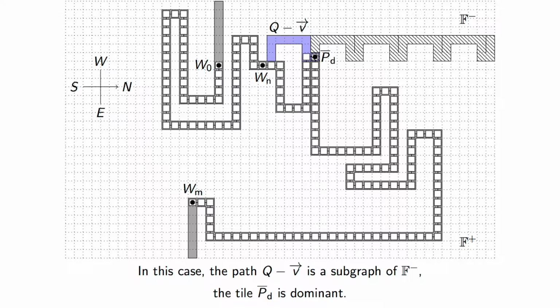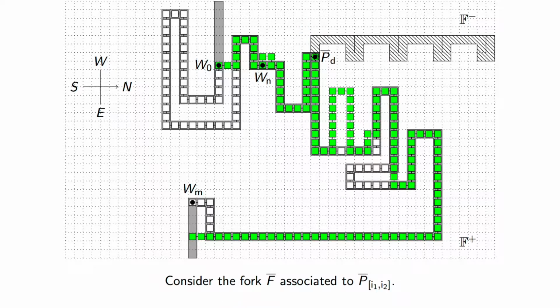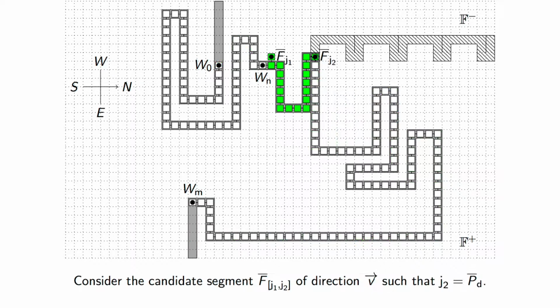Now we aim to prove that this tile belongs to a pumpable segment of P or that there exists another dominant tile. We have to study three different cases. Now, we consider the fork F built in the previous videos. This fork is in green. By the previous video, the tile PD is also a tile of the fork. Consider the following candidate segment of the fork which starts in FJ1 and ends in FJ2. The direction of this segment is V and the tile FJ2 is the tile PD.